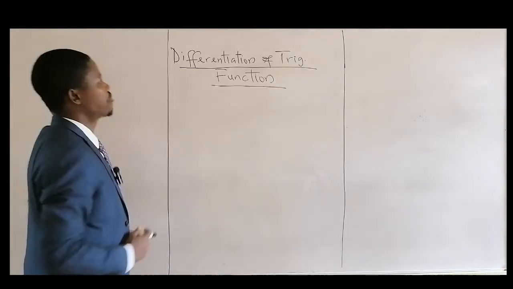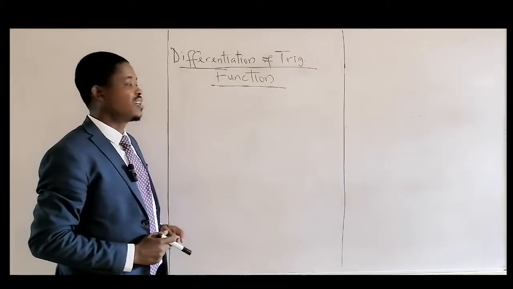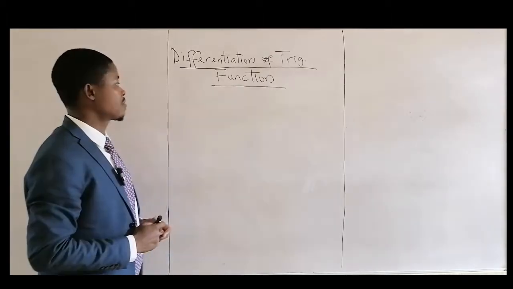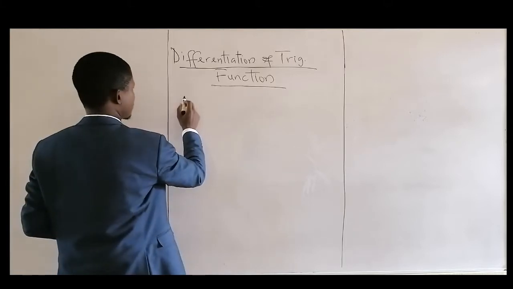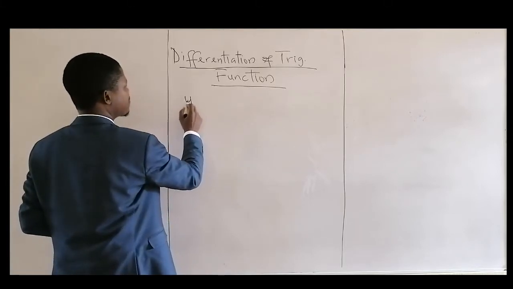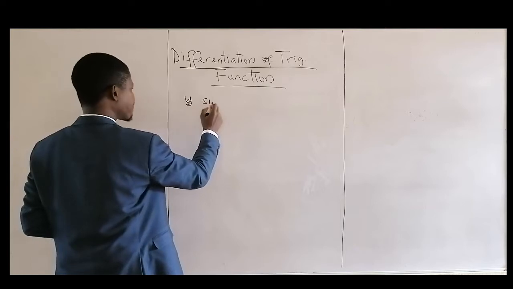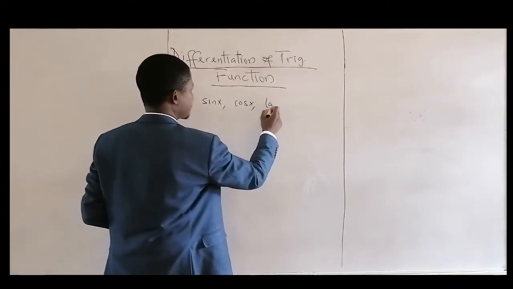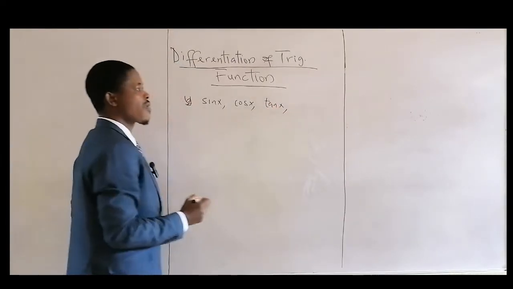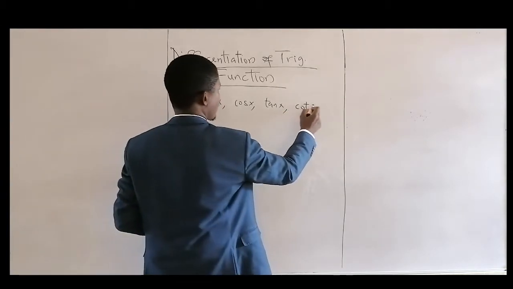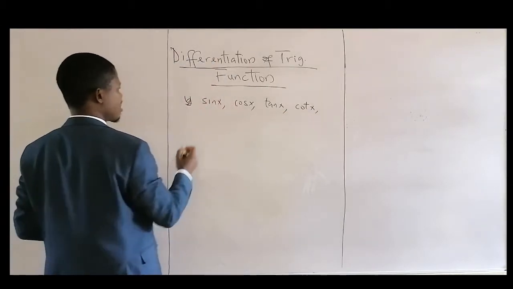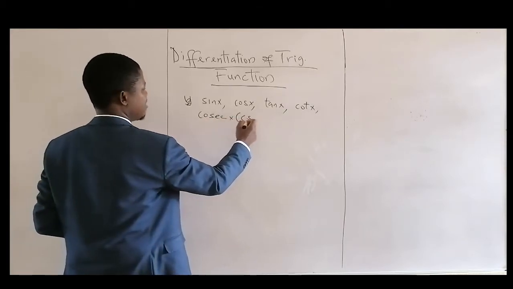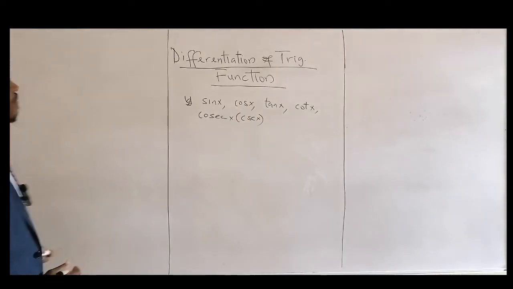We're looking at the differentiation of trigonometric functions. What is the derivative of sine, cos, tangent, cot, cosec, which is a shortened form, this CSCX.